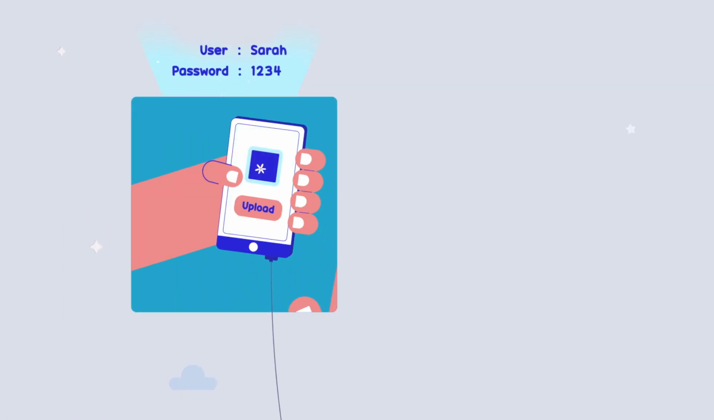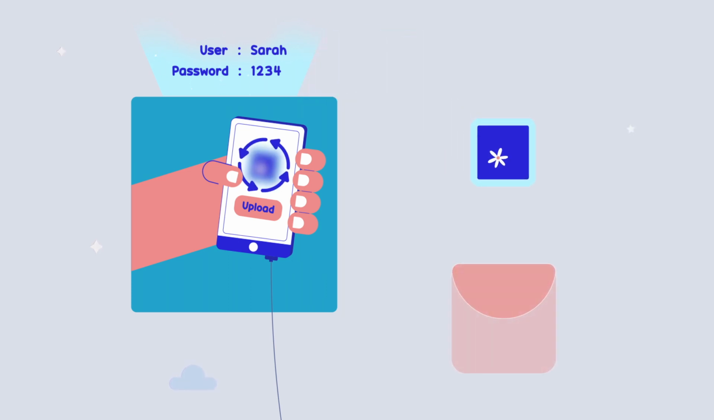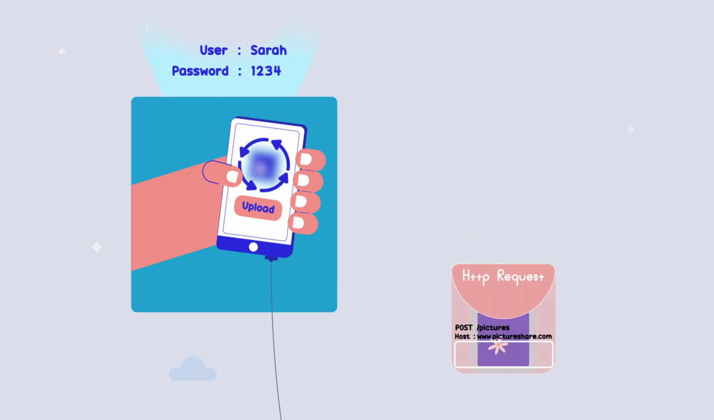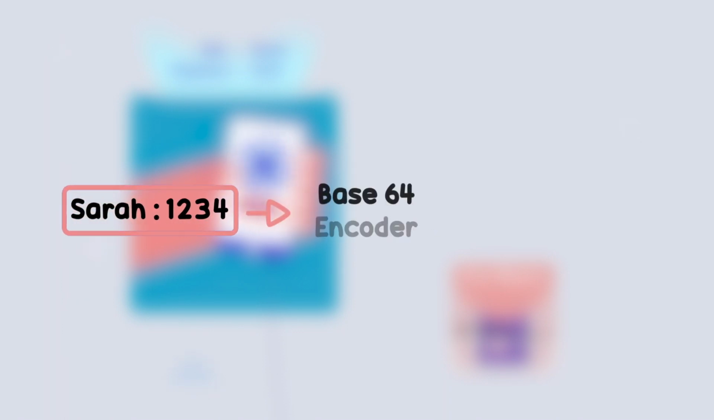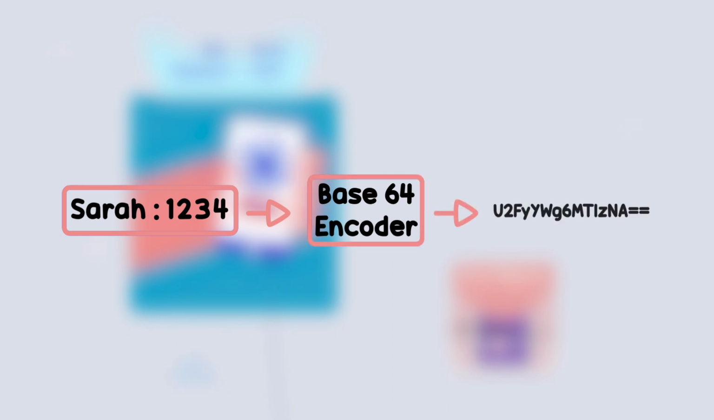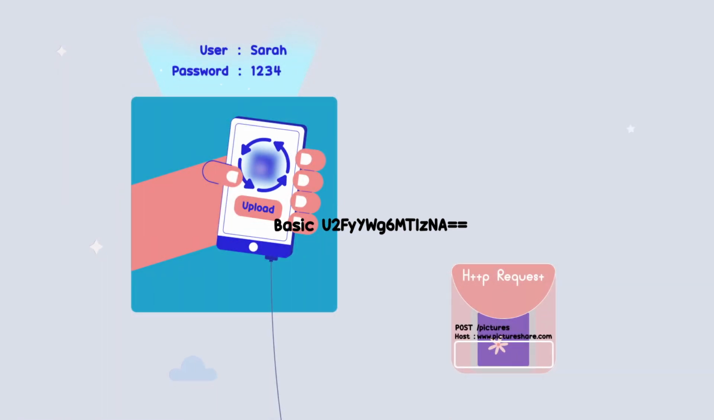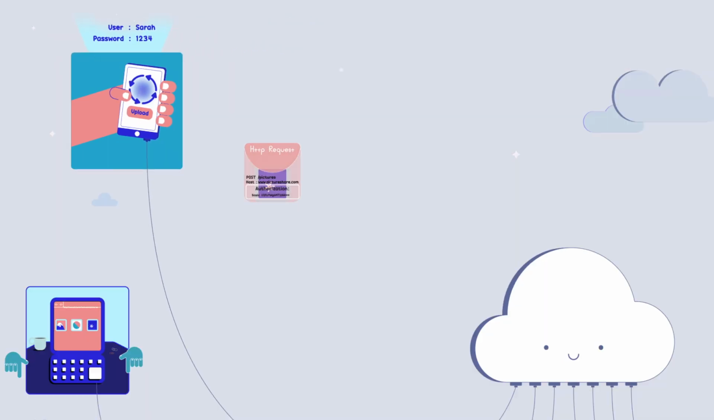Now if user tries uploading a picture, he should include his credentials for authentication. For that, the username and password will be concatenated with a colon. Then the concatenated string should be encoded as base 64. Then the base 64 string will be prefixed by the basic string plus a space. Then the resulting string will be placed in the request as a header with the authorization key.